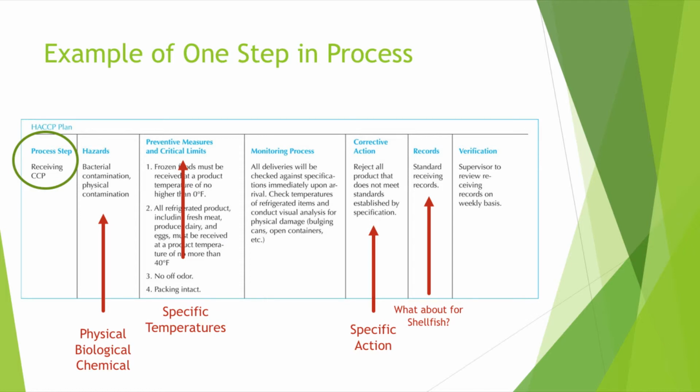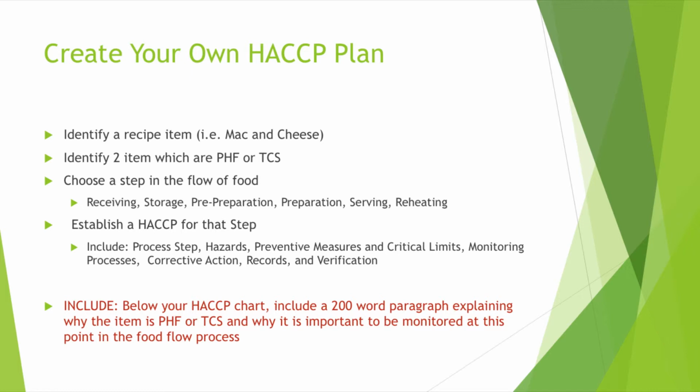Later you'll be creating a menu in the weeks to come. But just pick a name, so maybe like a mac and cheese. Now identify at least 2 items which are either potentially hazardous or are temperature controlled for safety foods. And you want to make sure you pick a recipe item which has at least 2 items. So mac and cheese, maybe cheese because it's a dairy element, but the pasta is likely not to be.